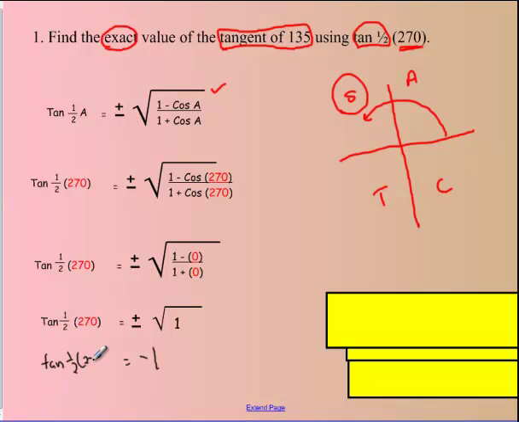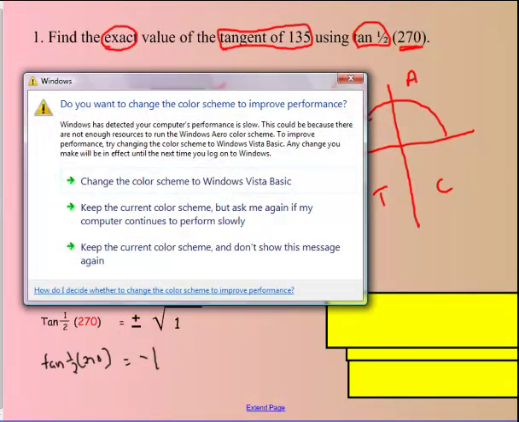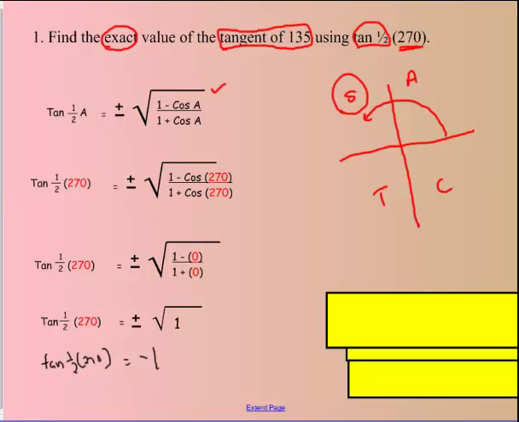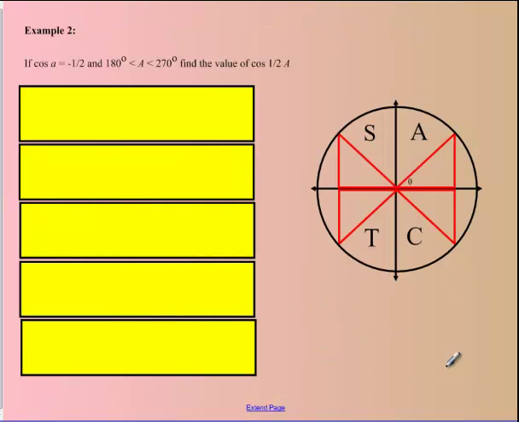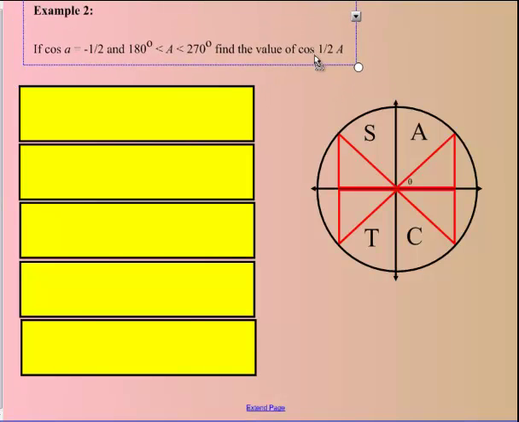Now you're saying, why couldn't I just have typed that into my calculator? Why couldn't I have just typed the tangent of 135, pressed enter, and -1 would come up? You're absolutely right, but that's not the point. The point is, can you manipulate and work the formula?